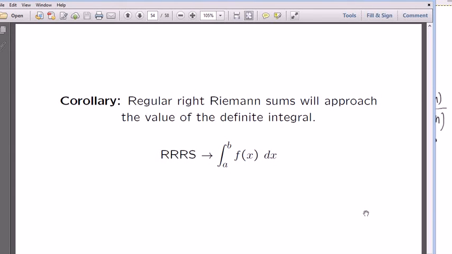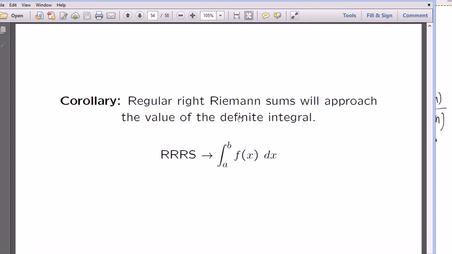Actually, what you do once you understand it, understand the content of the theorem, is the following. If it goes to the same value no matter what, why don't we choose the simplest partition and the simplest choice of height points? They all go to the same value anyway, right? So what is the simplest one? Regular right Riemann sum. You don't have to choose a midpoint.